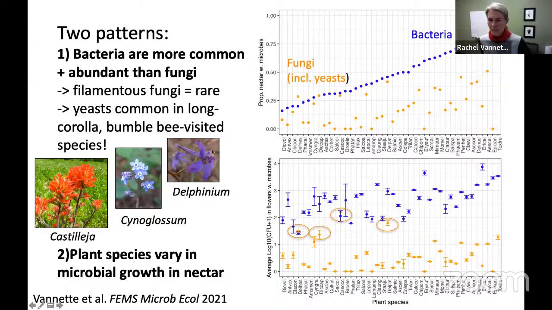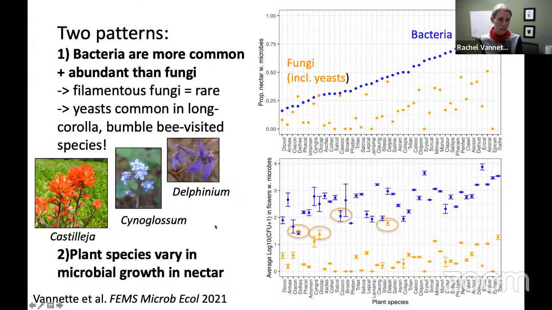The plants where yeasts were common were things like delphinium, cynoglossum, and castelleja. They have these long corollas. They're presumably visited by long-tongued species, including bumblebees. Okay, so bacteria are more common and abundant than fungi.